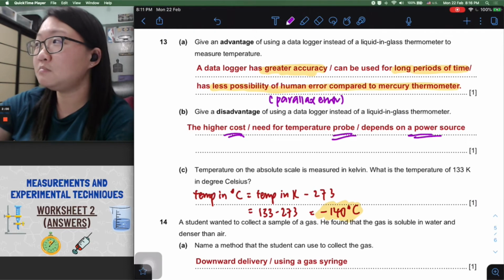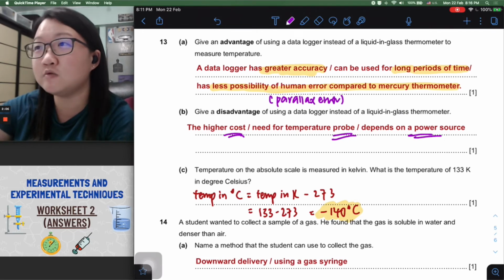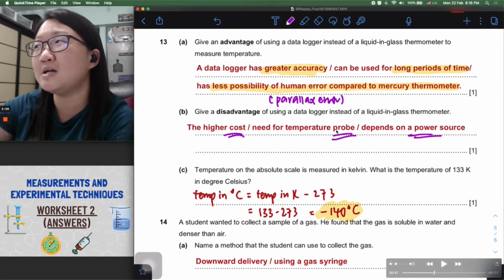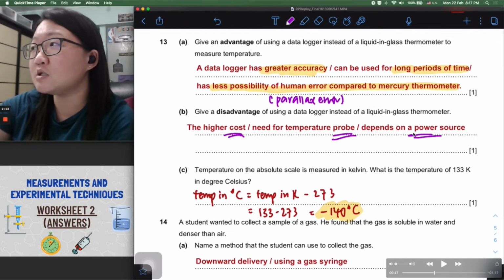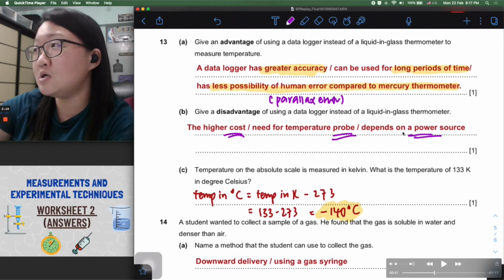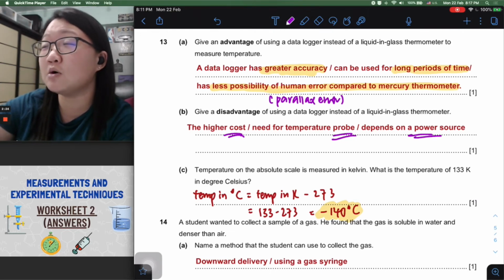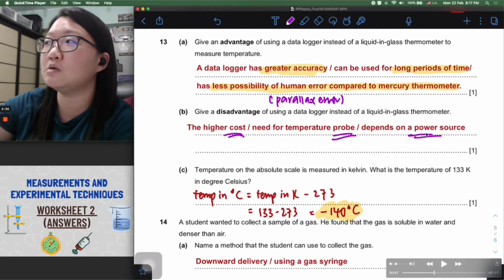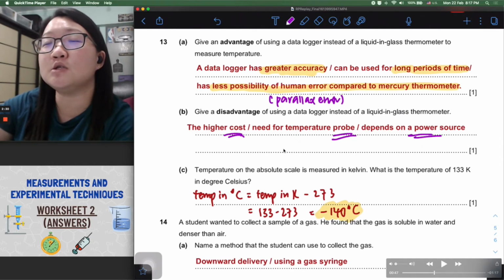So compared to a laboratory thermometer where you can get readings just from the thermometer itself, right? So it's an extra component. And final answer here that's suggested for you is that data logger also depends on a power source. So either you need to power it via batteries, or you might need to connect it to a socket that's in the wall. Okay, so these are disadvantages.